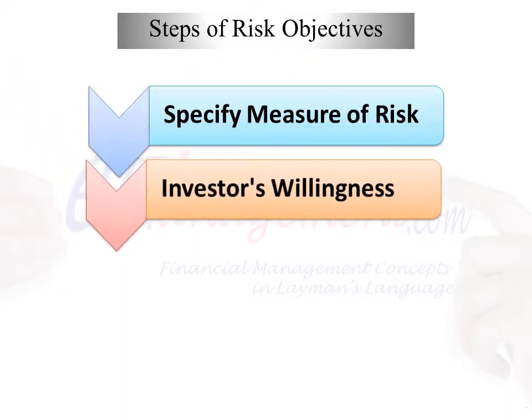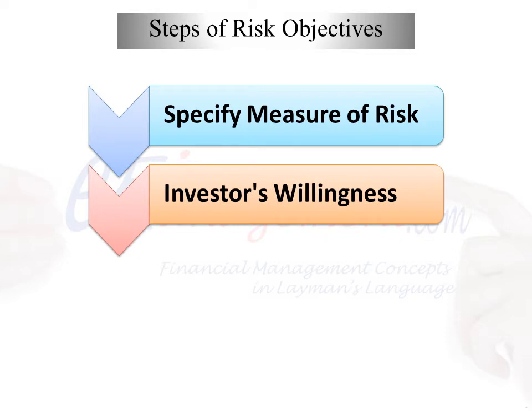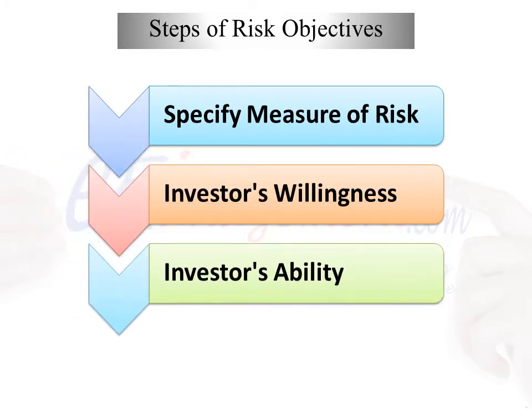Investors' willingness. Individual investors' willingness to take risk is different from institutional investors. For individual investors, willingness is determined by psychological or behavioral factors. Investors' ability. The ability of an investor to take risk is dependent on financial and practical factors that bound the amount of risk taken by the investor.